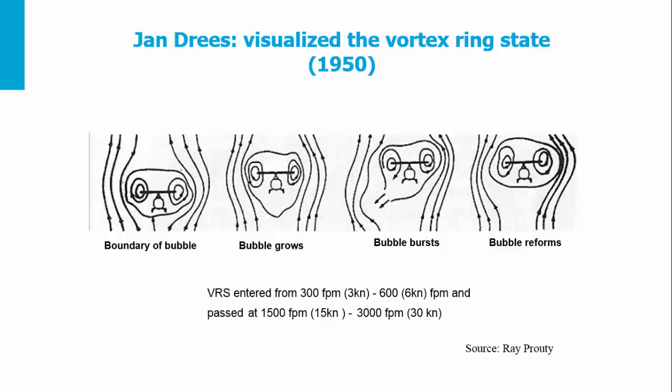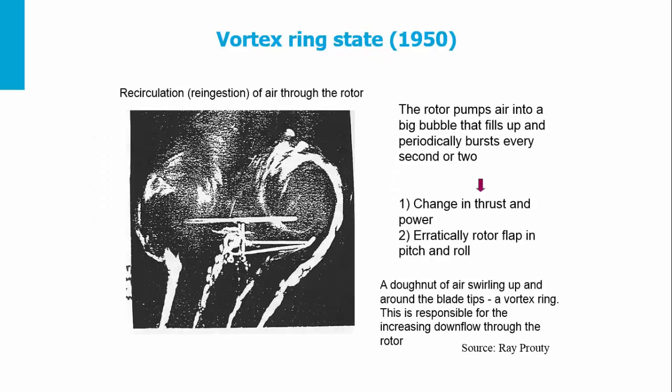The vortex ring state will be entered when the helicopter descends from 300 feet per minute to 600 feet per minute, and we pass out of the vortex ring state at 1500 feet per minute and 3000 feet per minute. In the vortex ring state, as I said, it is like a donut of air swirling up and around the blade tips, which is a vortex ring.